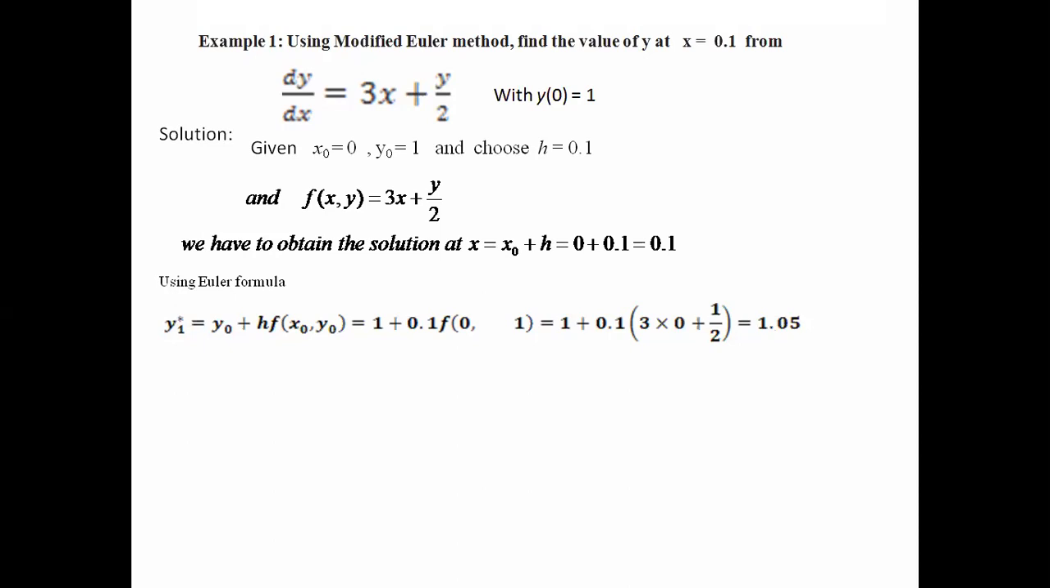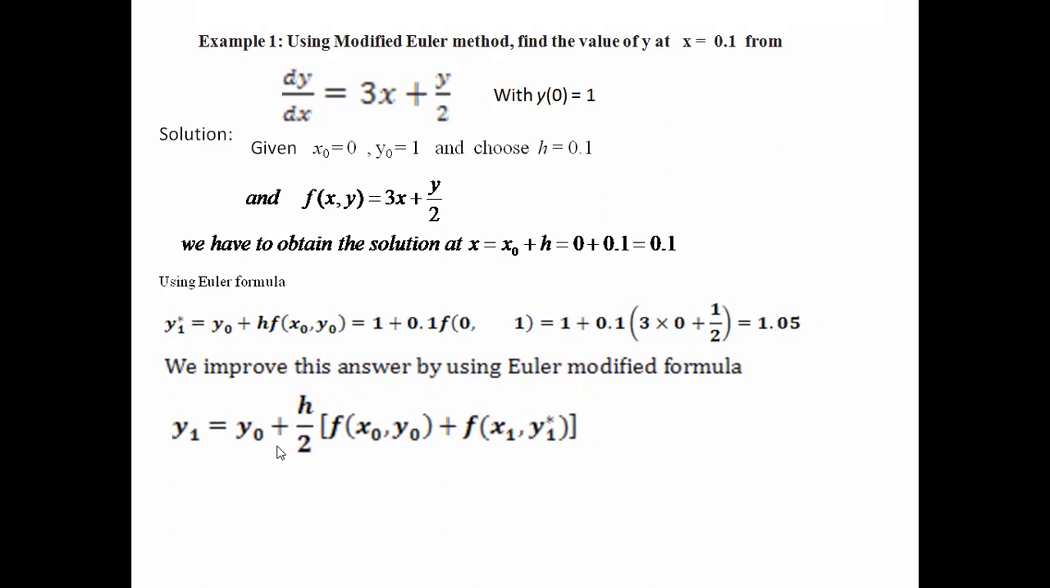But here the modification is not done. Now use the modified formula to improve this answer. How is the modification done? We need the value of y1. By using the modified formula, y1 is once again given by y0 plus the average value of the slopes, that is y0 plus h by 2 into f of x0 comma y0 plus f of x1 comma y1 star.